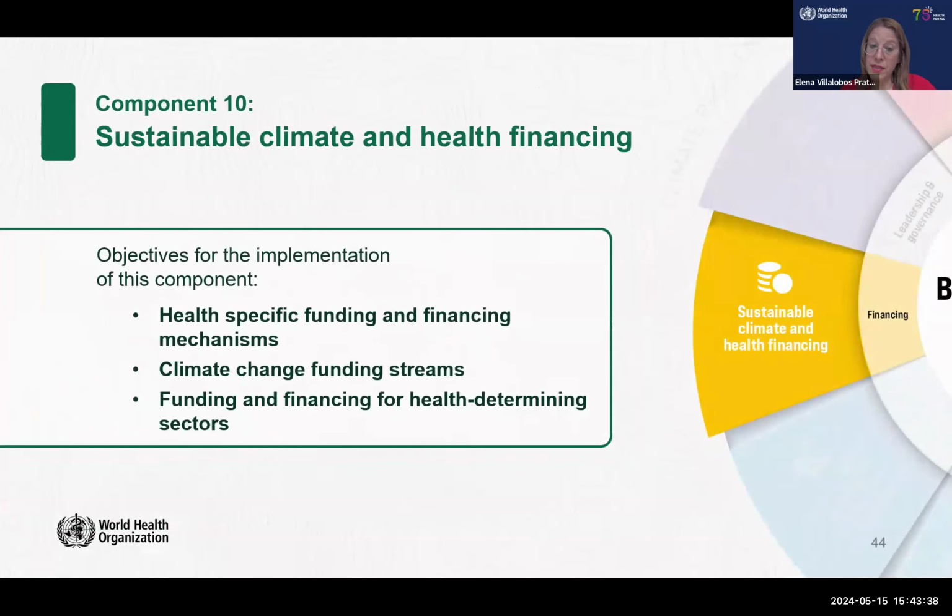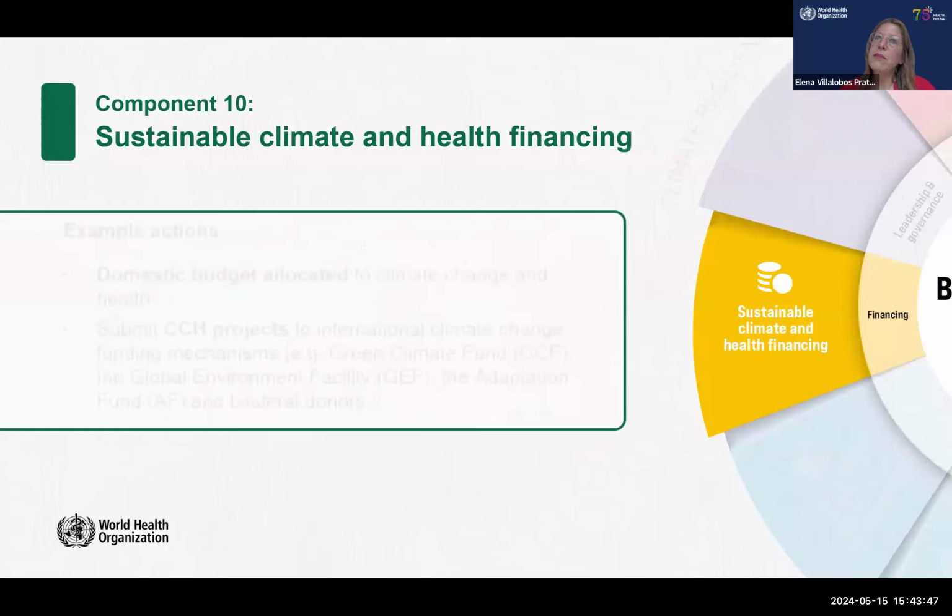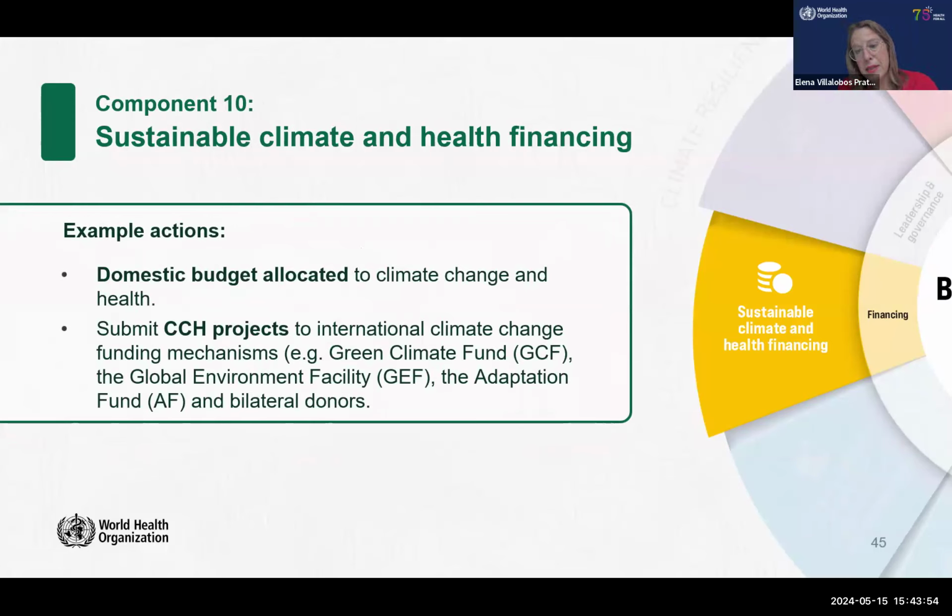Next. Finance is a very important component. Next slide. What we try for countries to do is to allocate domestic budget, but also to have the capacity they need to access climate change funding streams for climate change and health, such as the Green Climate Fund, the Global Environment Facility, the Adaptation Fund, and also bilateral donors, as well as funding streams available for development issues or for health-specific issues, looking at the intersection between climate change and health. Next slide, please.